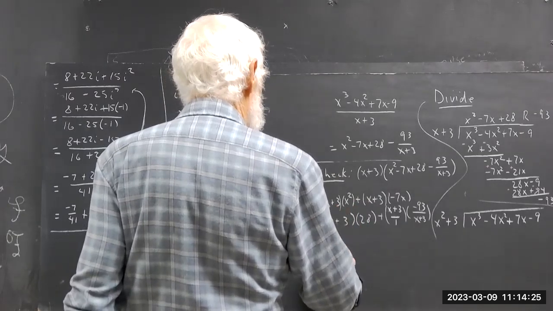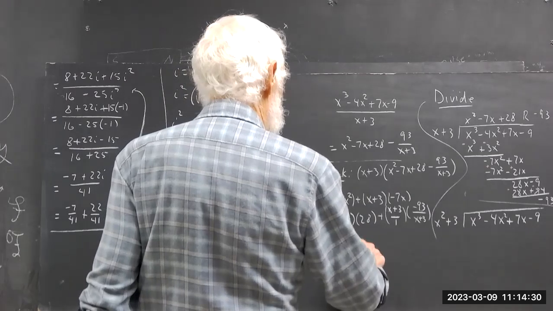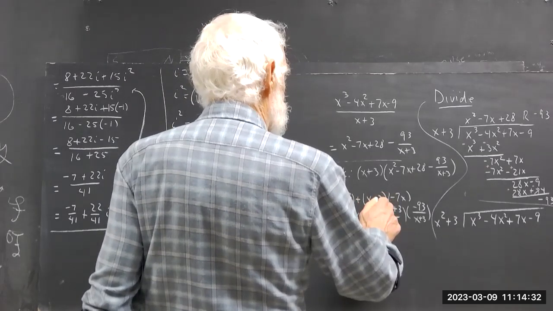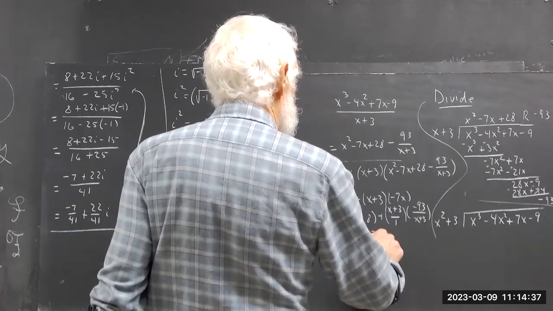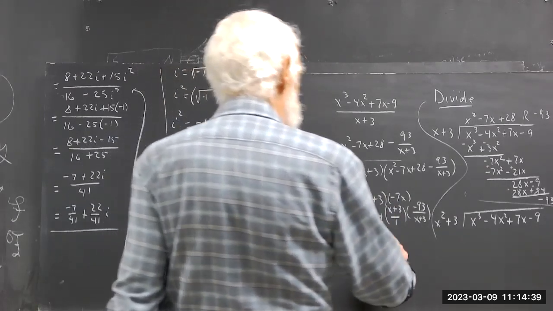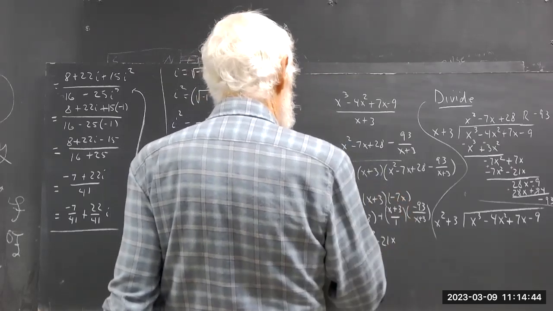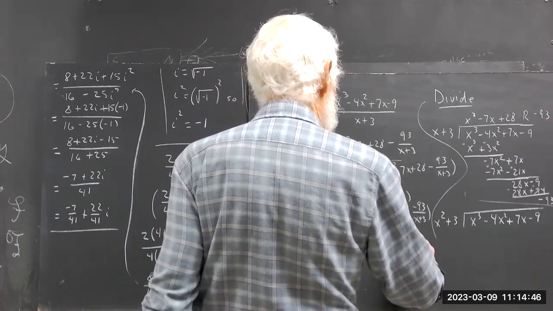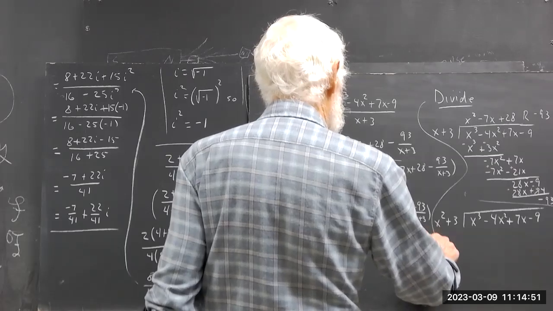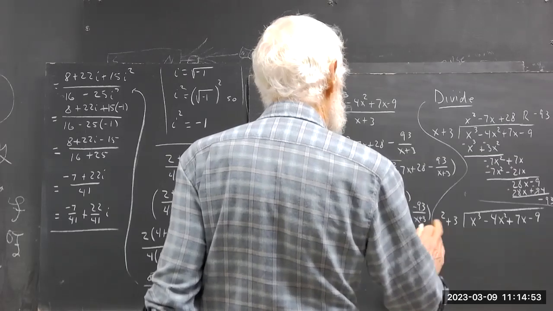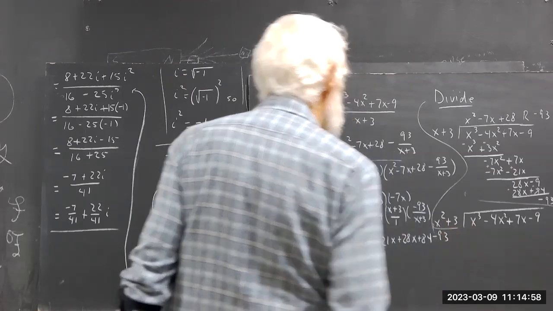Okay, so x plus 3 times x squared is going to give us x cubed plus 3x squared. This is going to give us negative 7x squared minus 21x. This is going to give us 28x plus 84, minus 93.